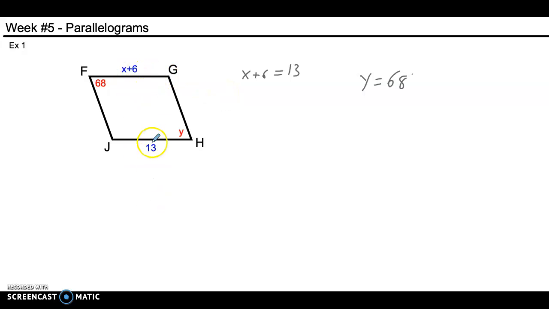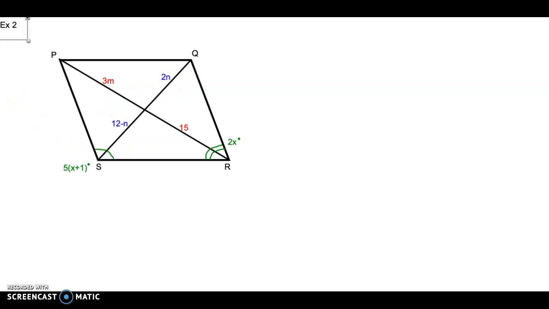Opposite sides are congruent. Both pairs of opposite sides congruent. Both pairs of opposite angles. So angle G and angle J would also be congruent. All right. With this picture, this is example 2 found in your notes. We have some diagonals drawn in. So in a parallelogram, the diagonals bisect each other. So that basically means this is a midpoint for both diagonals.